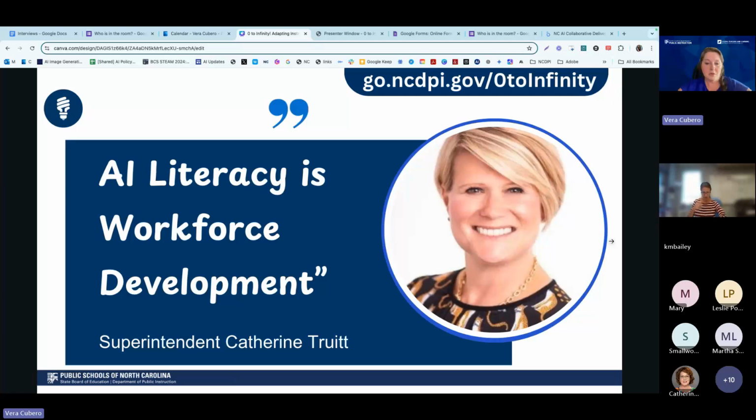And this is just a quote from our superintendent. I listened to a panel that she was on a couple months ago, and I pulled this quote from that panel. She said that AI literacy is workforce development, and I couldn't agree more. Superintendent Truitt has done a lot in our state around workforce development, and she sees the importance of it, and that's why she is a big supporter of our guidelines and our work around AI.